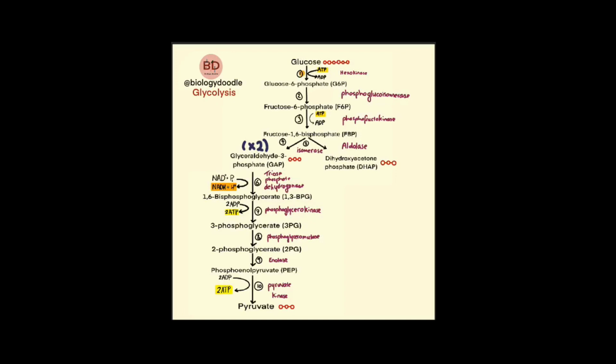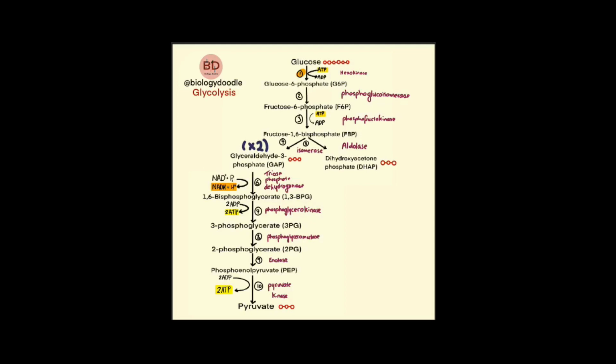In step 1 over here, hexokinase transfers a phosphate group from ATP to glucose, making it more chemically reactive. The charge on the phosphate also traps the sugar into the cell. So all of the enzymes that are used within glycolysis can be seen in purple.